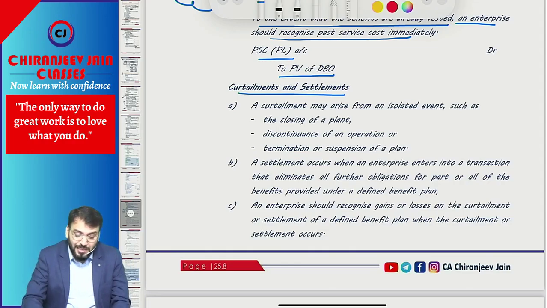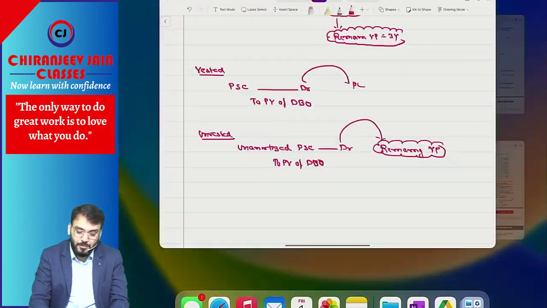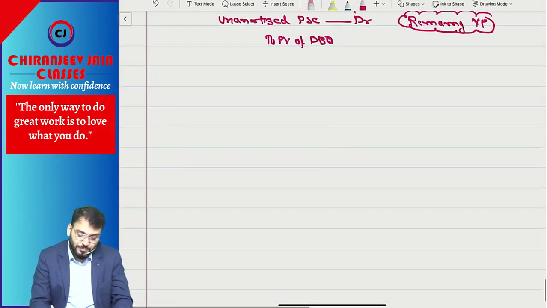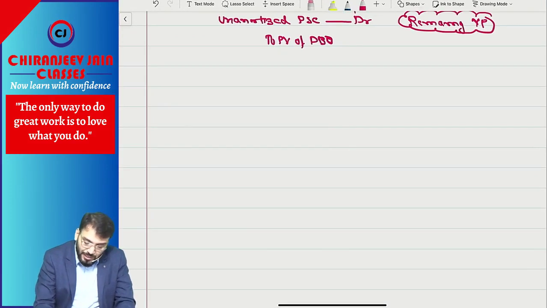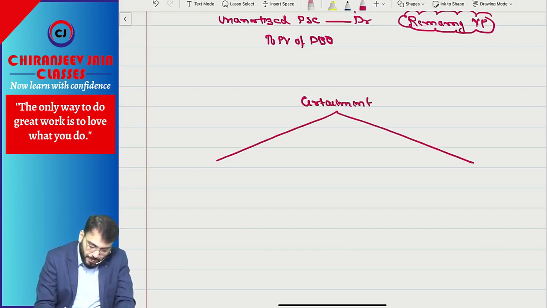Correct? Understood what I am saying? So if I am saying curtailment and settlement, just try to understand. What will be the journal entry for curtailment with settlement?